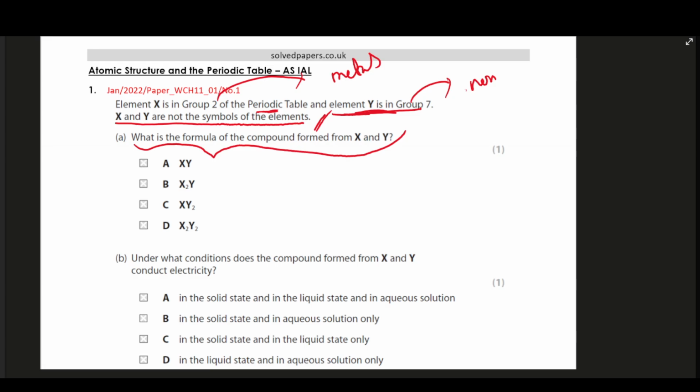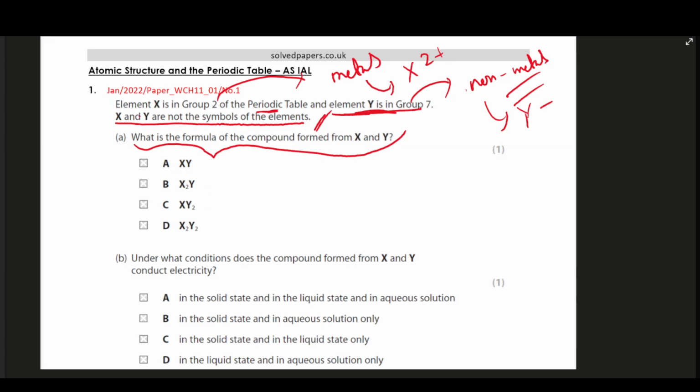Can you guys hear me? Sorry, I think I was muted. Look, group 2 elements are metals, and group 7 are non-metals. So what do metals do? They lose electrons, so it will become X plus, and the non-metal is going to be Y minus. Since it's in group 2, the most it can lose is 2 electrons, so it's going to be X2 plus.